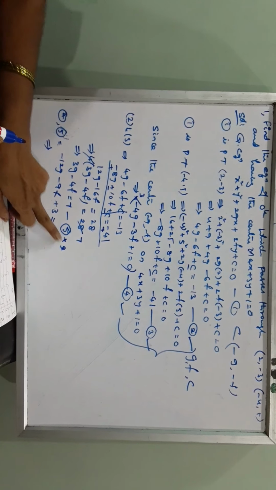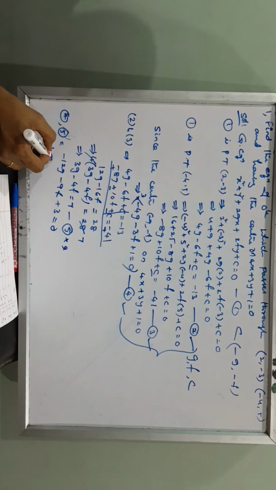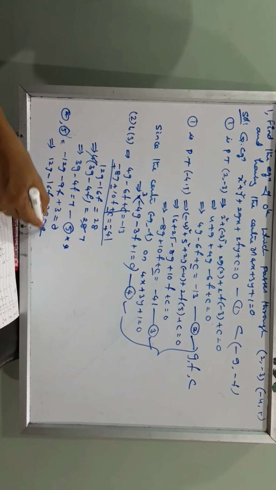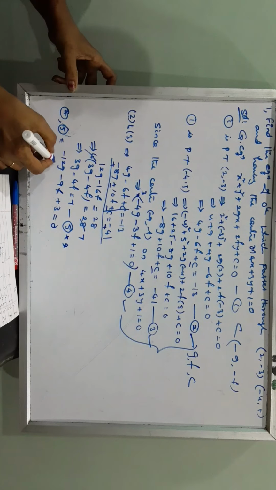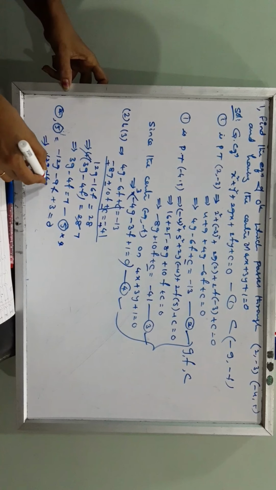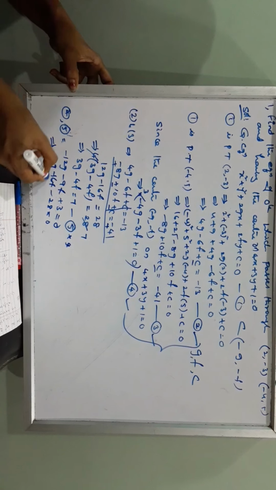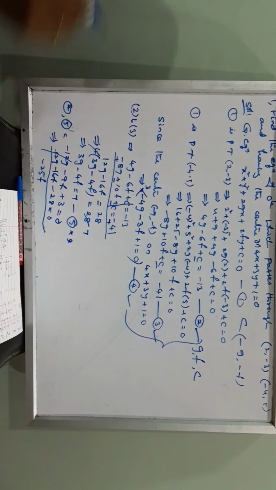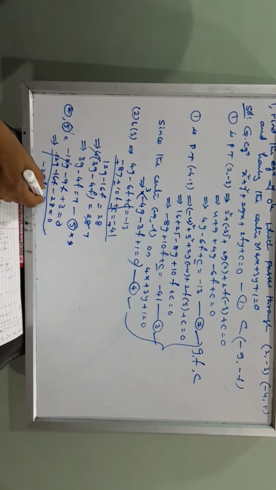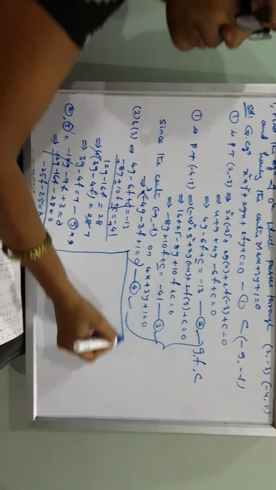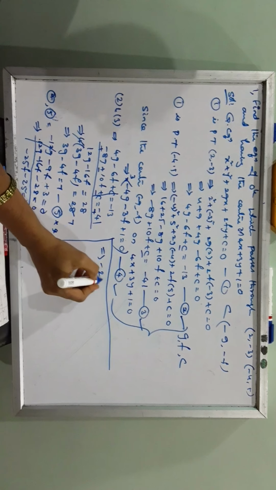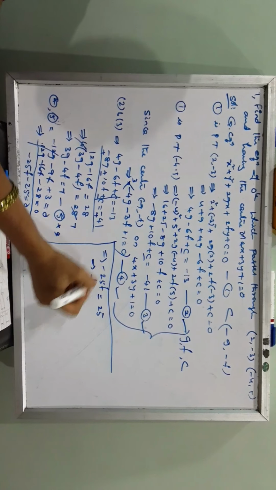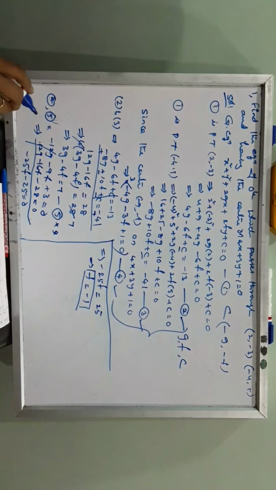Next, equation 5 multiplied by 4: 4 times 3 is 12g, minus 16f, minus 7 times 4 is 28, equals 0. So 12g - 16f - 28 = 0. Here -12g and +12g get cancelled. -9f - 16f is -25f, and 3 - 28 is -25, so -25f - 25 = 0, which implies -25f = 25, so f = -1.